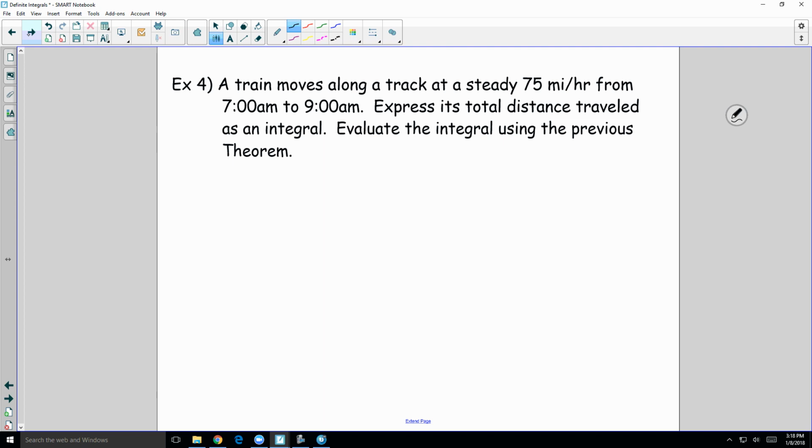There's the train question. We already talked about that one. It's the same one as the one before. So you get 150, I think, if you go through it.